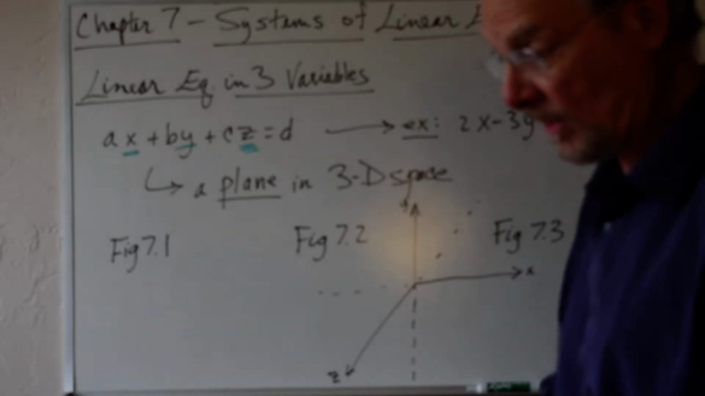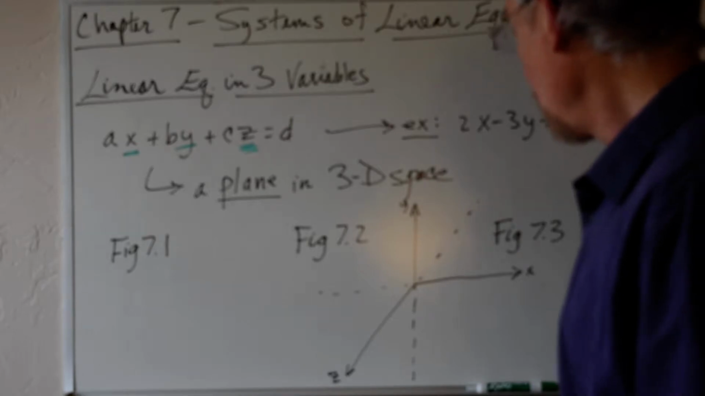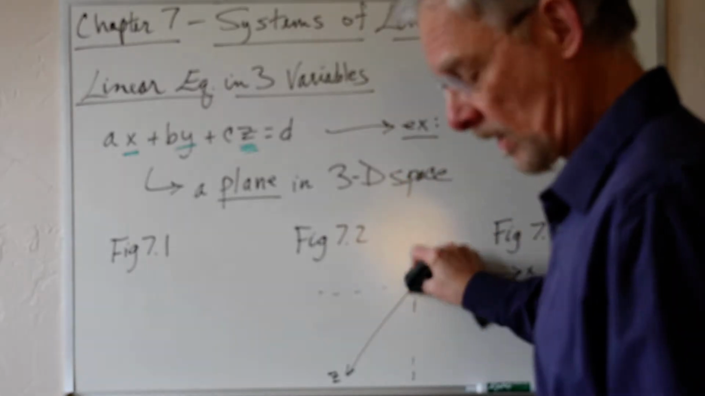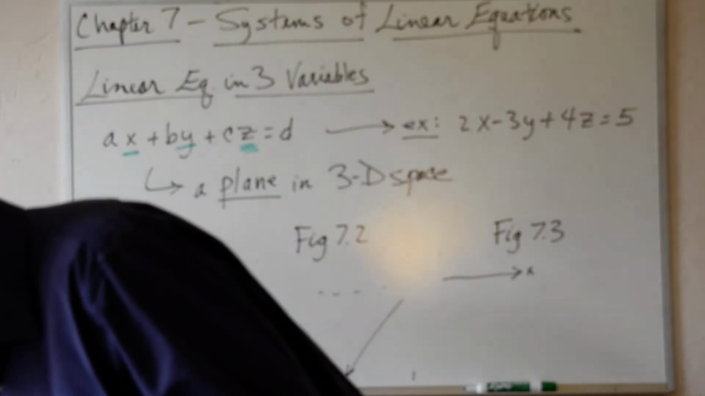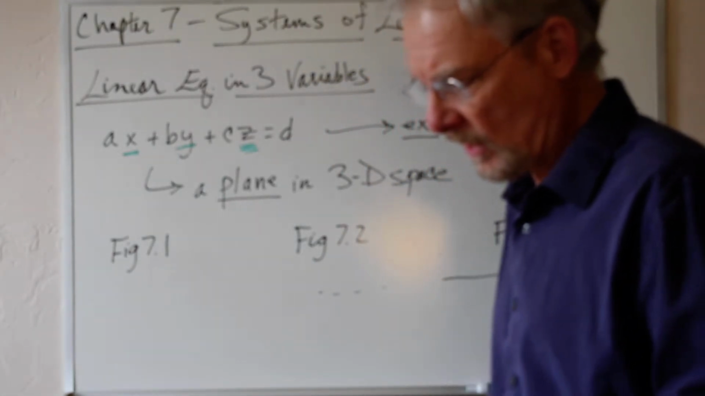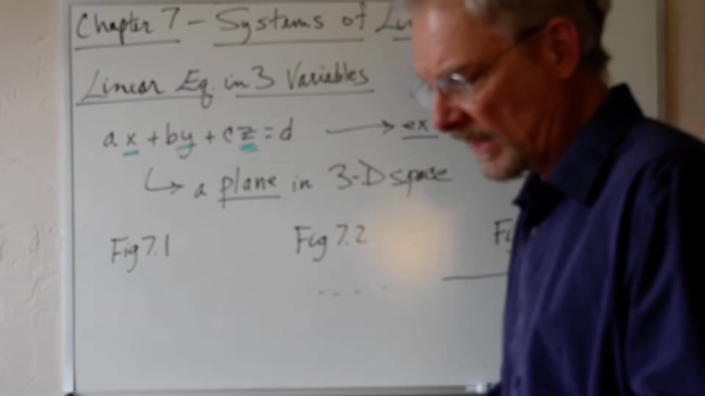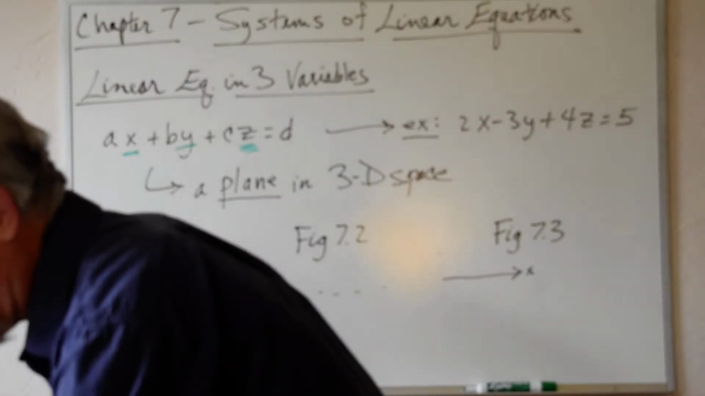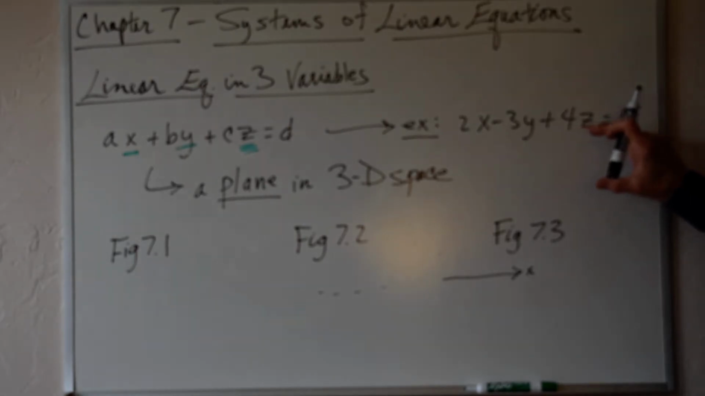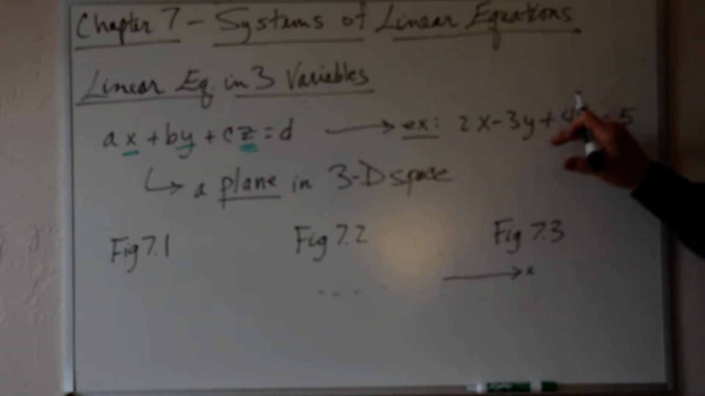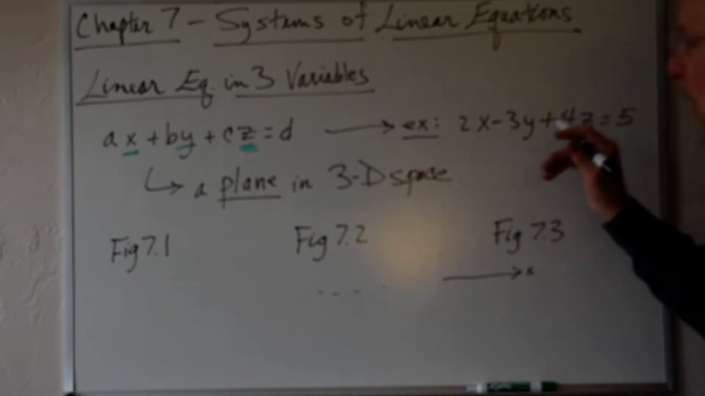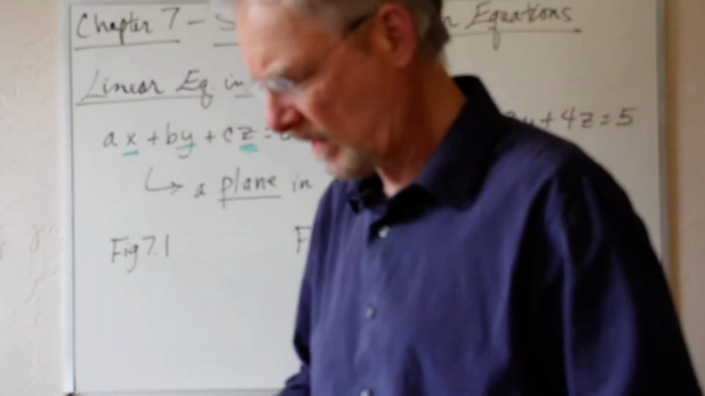Now the diagrams in the book are much nicer. I won't even attempt to duplicate them. Look at figure 7.1 on page 510. There is something that can happen with 3 planes. If you had 3 of these linear equations with 3 variables, each one would be a plane, assuming they are independent equations. So you'd have 3 planes floating around there in 3-dimensional space.